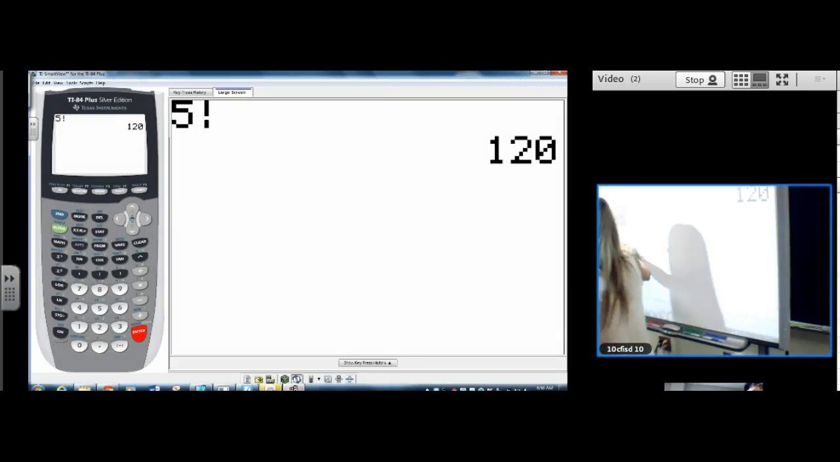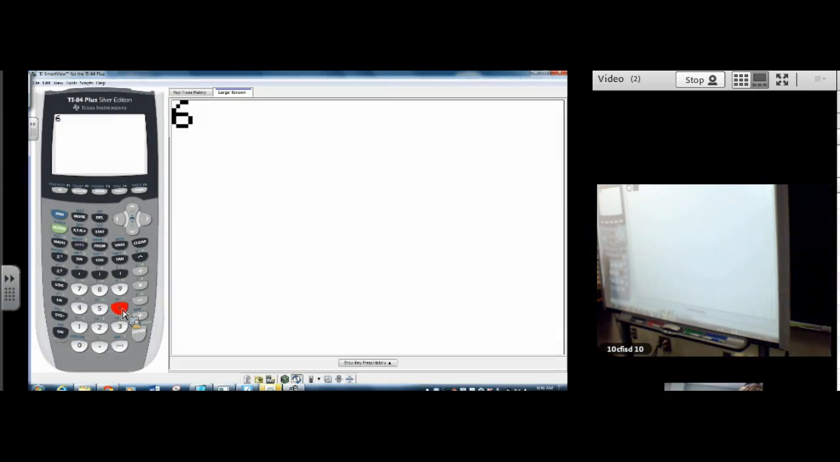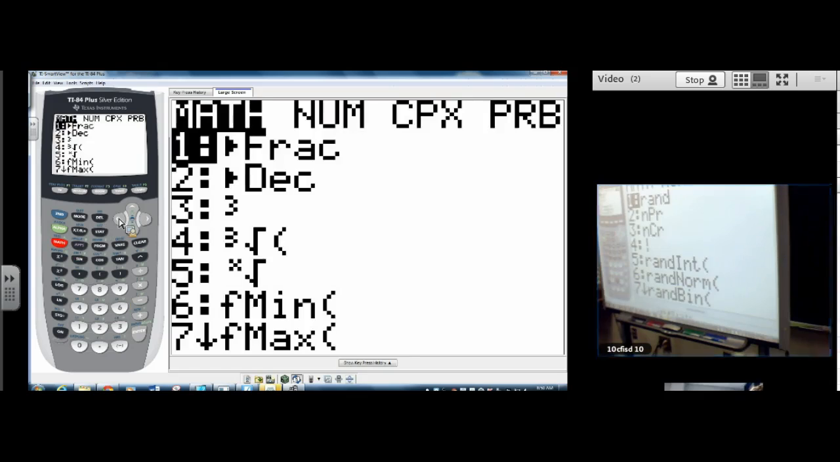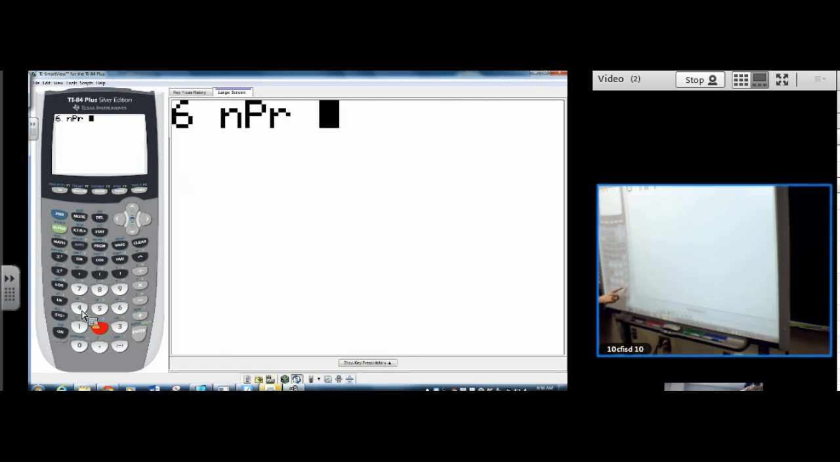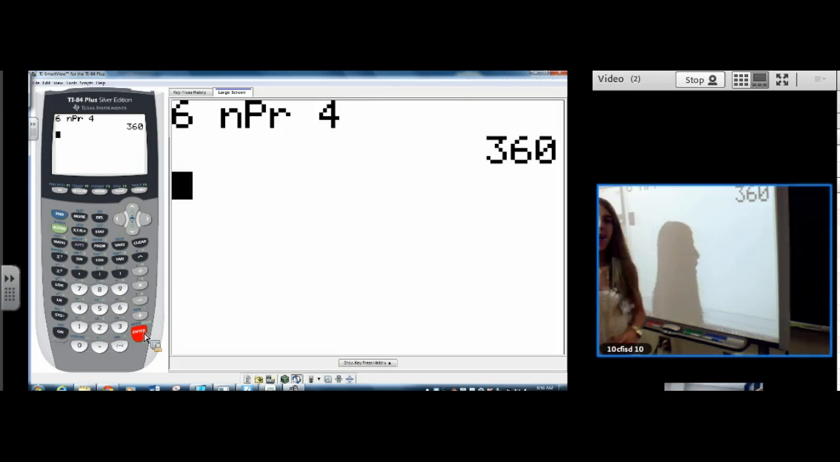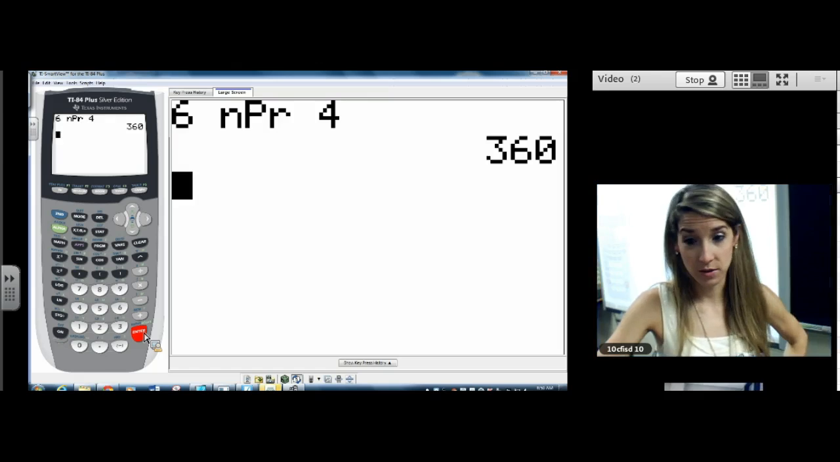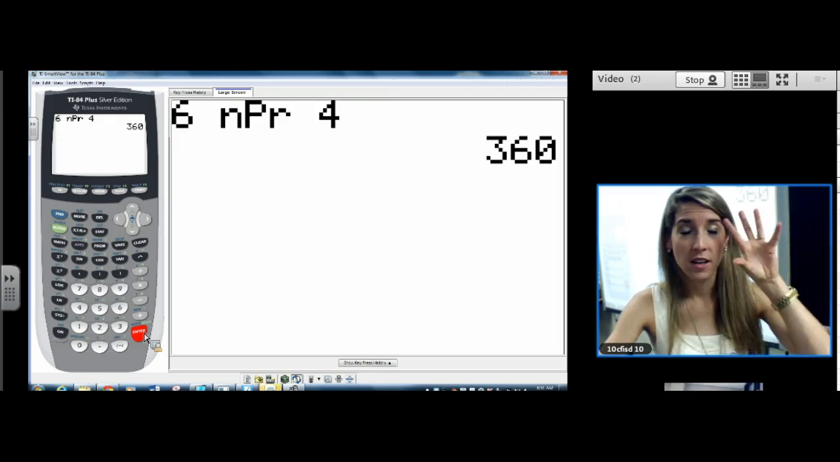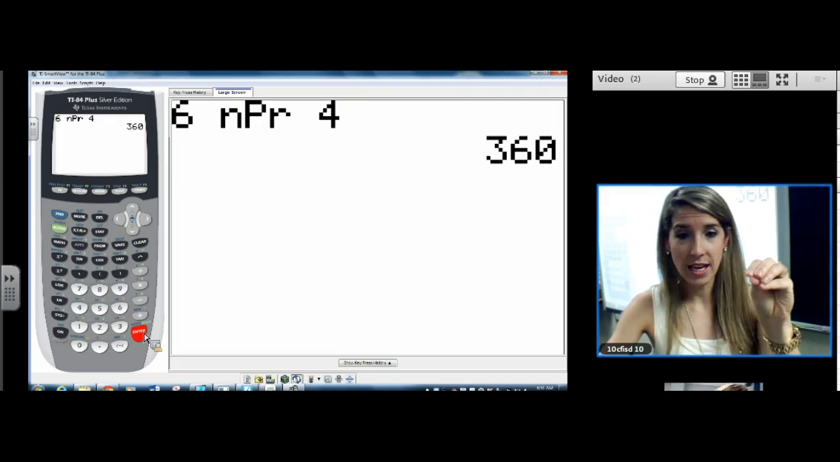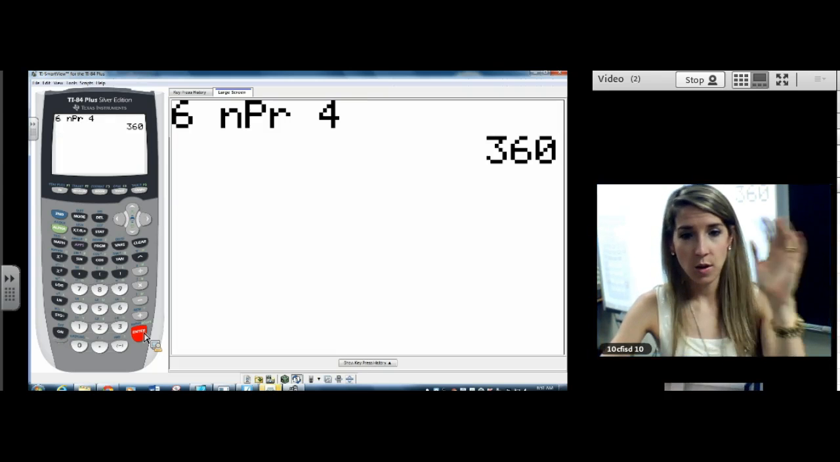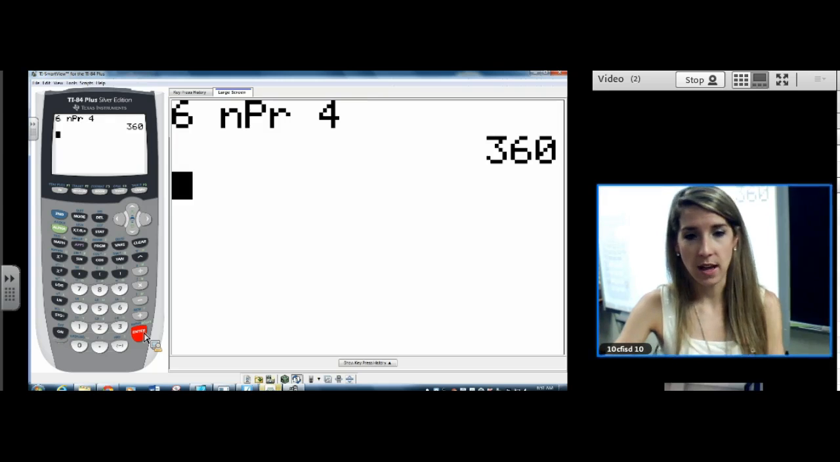We could type in 6. Then we could go to math, go left, and choose 2, and then put a 4 there. And so our calculator can do permutations and combinations for us. First you put the number of choices, and then you put how many you're picking. So the total, and then how many you're picking. So you have to start with a number.